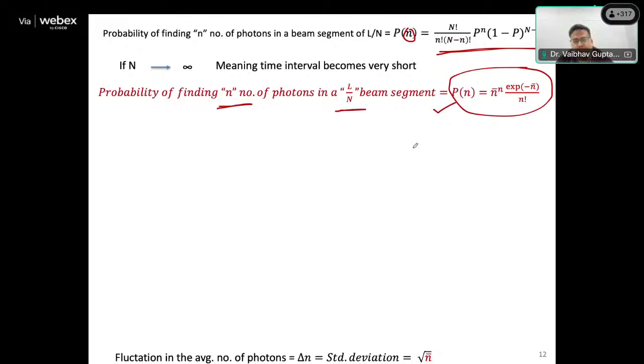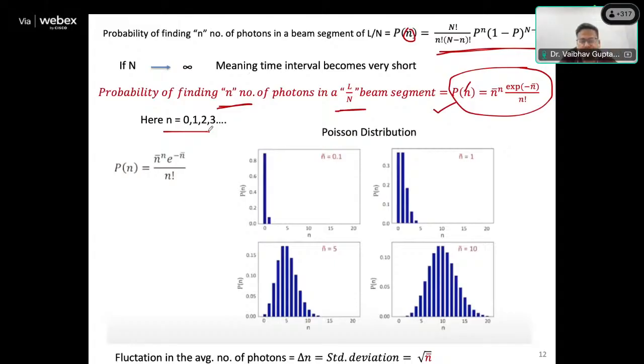So we can try to plot and see how this distribution looks. Remember that n, the number of photons, has to be an integer: the probability of finding either 0 photons, or 1 photon, or 2 photons. So n cannot be 1.2 or something. If you look at this, this is how it looks. It is a Poissonian distribution, and this is the formula by which it is given.